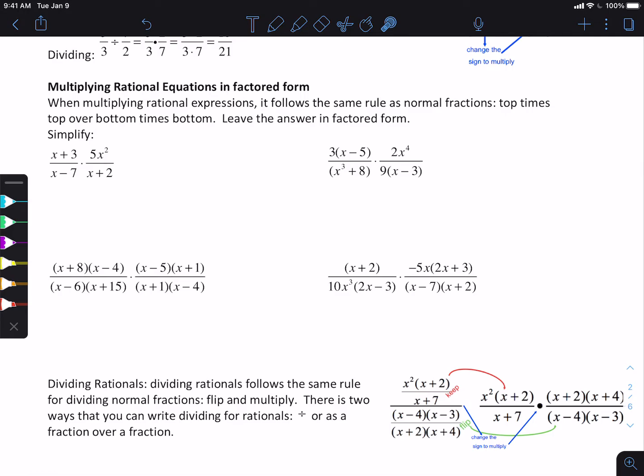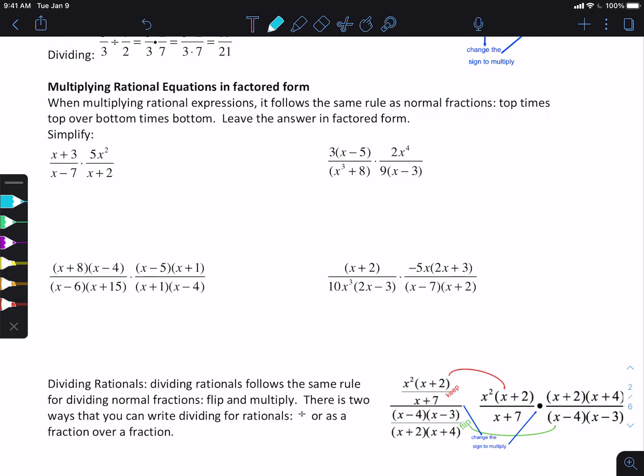So here we have multiplying. This time we've got rational expressions. Okay? But you're still going to do top times top over bottom times bottom, or multiply straight across, but you can still cancel any common factors. So if we look at our first example, all of these are factored. I don't have anything that I can do to factor any one of these, so all of the tops and bottoms are factored.